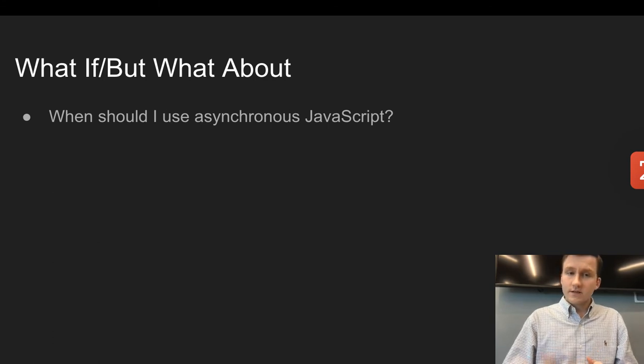So when should I use asynchronous JavaScript? Asynchronous loops are necessary when there's a large number of iterations involved or when the operations within the loop are complex. But for simple tasks like iterating through a small array, there's no reason to overcomplicate things by using a complex recursive function.